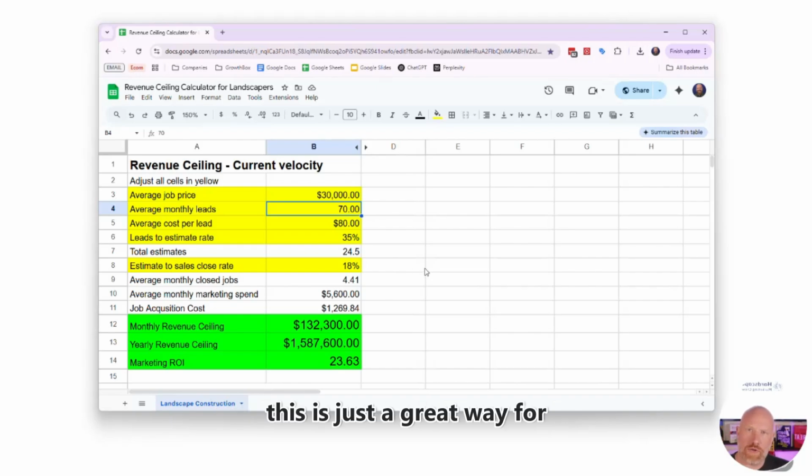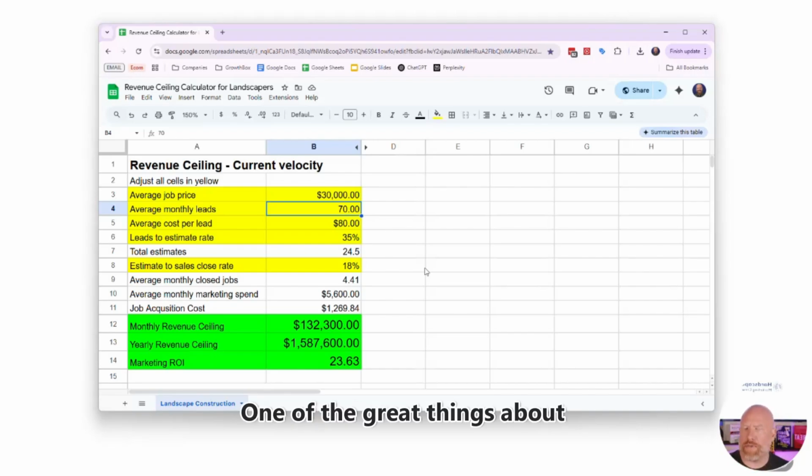Really, this is just a great way for you to look at your business in a nutshell, look at the most important KPIs, and determine where your business is going to be if you continue on the same velocity. And so tracking those averages of your close rates and lead to estimate rate on your scorecard are super important. You can take those numbers, put them in here, and then look at the trajectory of your business.